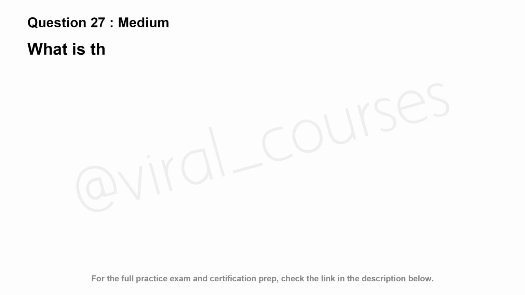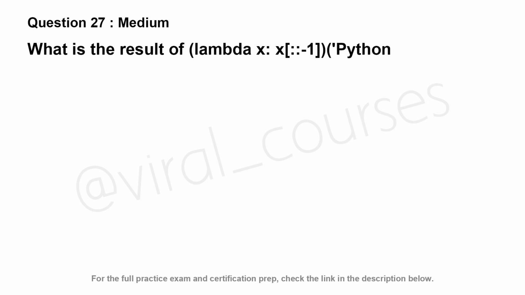What is the result of (lambda x: x[::-1])('Python')? Option A, 'Python'. Option B, 'nohtyP'. Option C, 'P'. Option D, error.